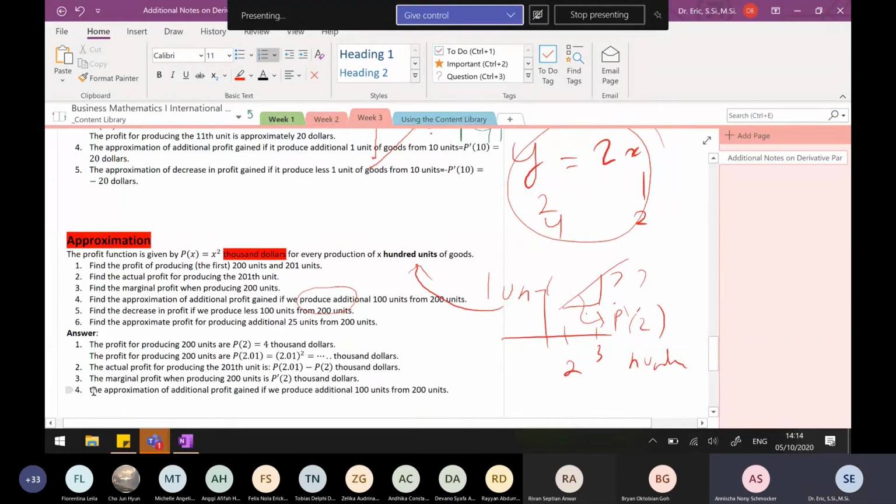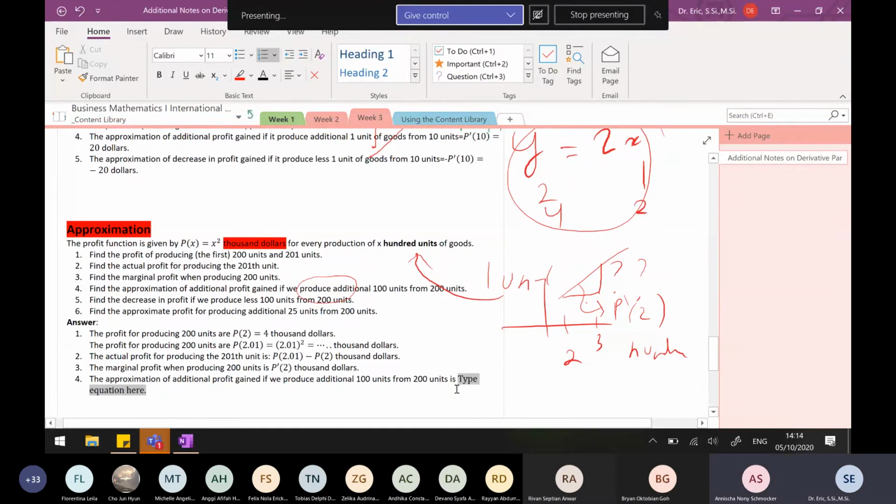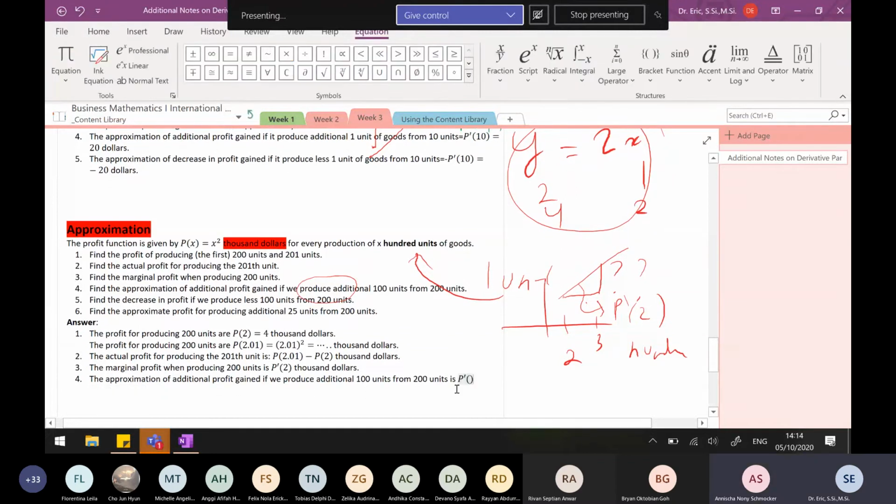The approximation. Don't forget full sentences: the additional profit gain if we produce 100 units is P prime 2. P prime 2. And don't forget in $1,000.